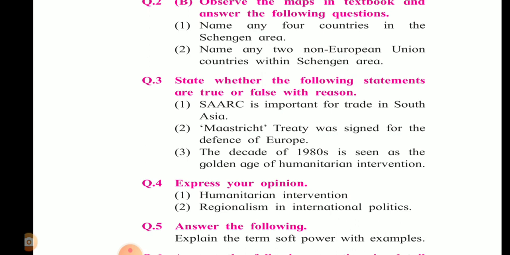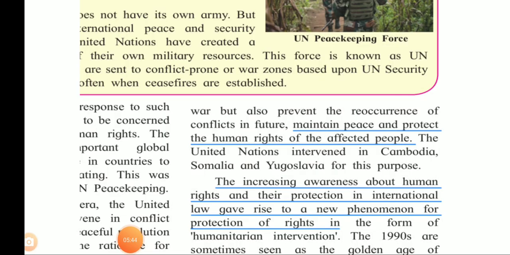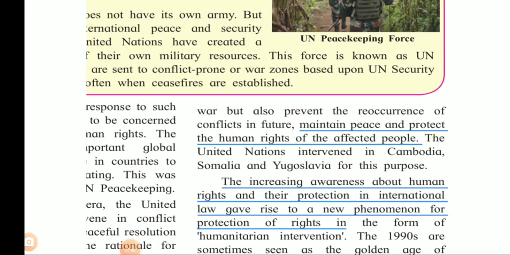Okay, now we'll start with question number 4. Express your opinion. Very first question, humanitarian intervention. Now we'll see the answer. Write down the answer. Here I have shown the page number and the content of that page.